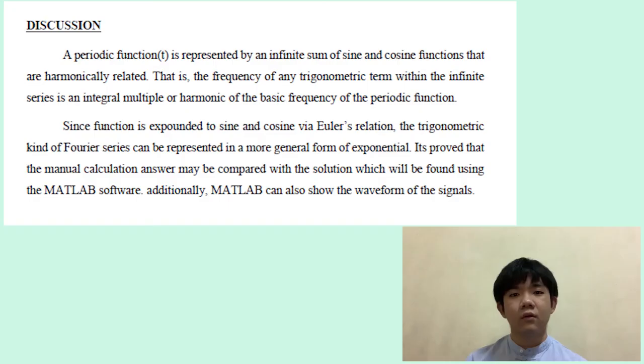A periodic function of t is represented by an infinite sum of sine and cosine functions that are harmonically related. The frequency of any trigonometric term within the infinite series is an integral multiple, or harmonic, of the periodic function's fundamental frequency. Since the function is expanded into sine and cosine via Euler's relation, the trigonometric Fourier series can be represented in a more general exponential form. It proves that the manual calculation answer can be compared with the solution found using the MATLAB software. Additionally, MATLAB can also show the waveform of the signals.